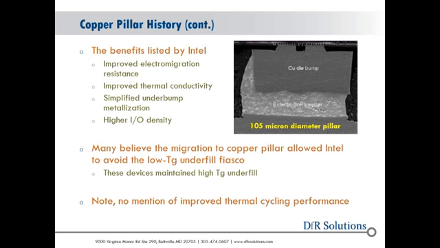It simplifies the UBM, so again, fewer processes to build out, and most importantly, they can go to higher I/O density, right? So they can have higher density on those bumps, and that becomes really critical as we go to these smaller feature sizes. So many believe that there is an additional side benefit to this copper pillar, that it allows Intel to maintain a high TG underfill.